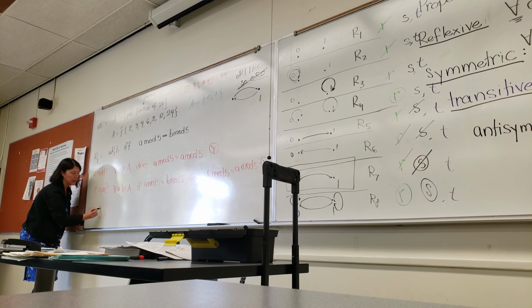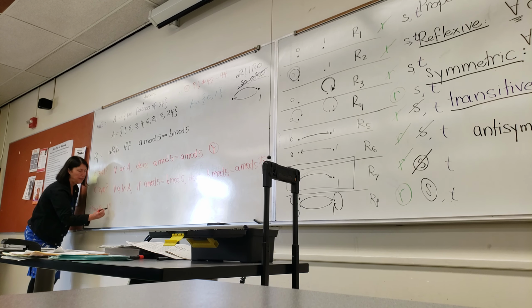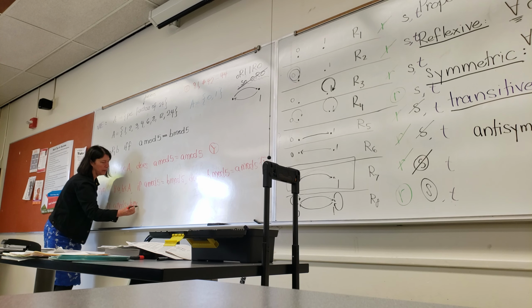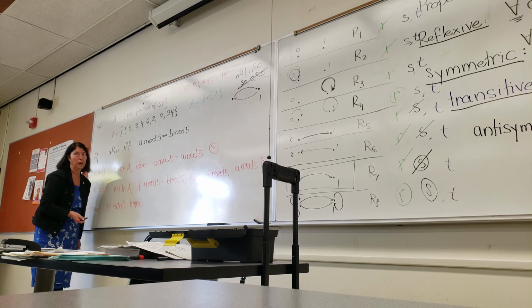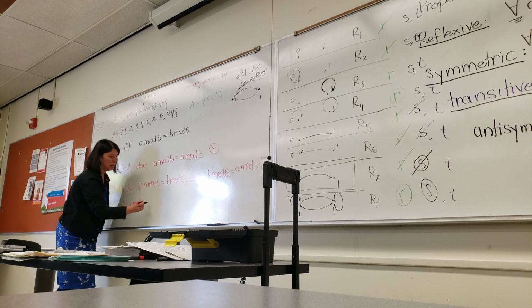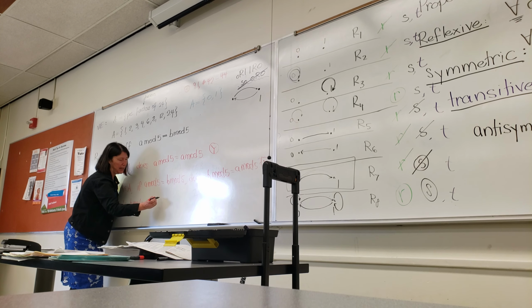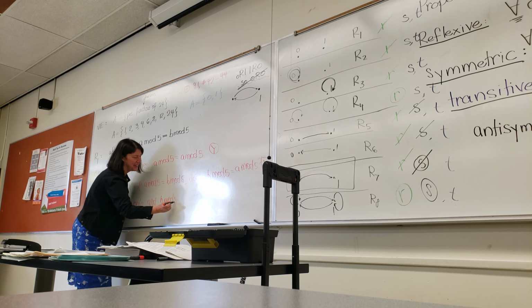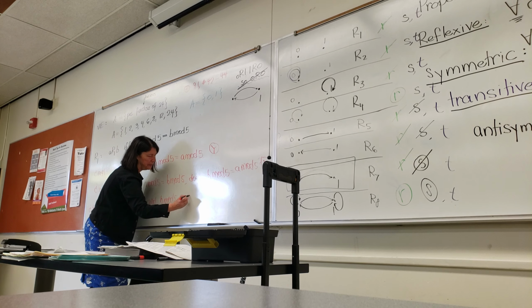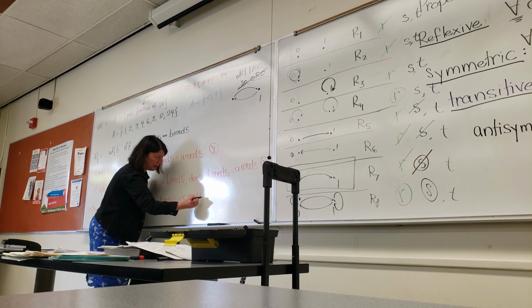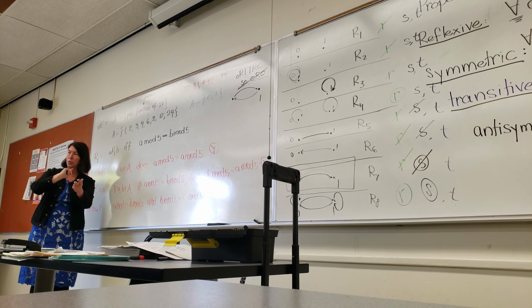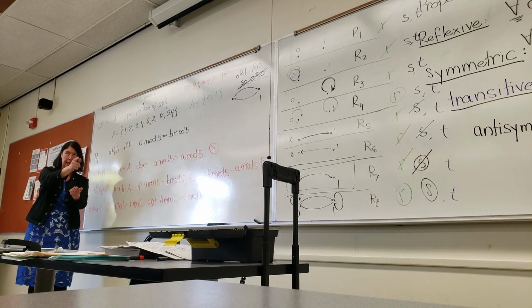I'll leave that part off because I don't have a lot of space here. If A mod 5 equals B mod 5, and B mod 5 equals C mod 5, so in this context, this is the way to describe a two-step path from A to C.